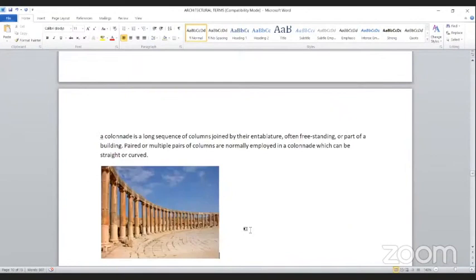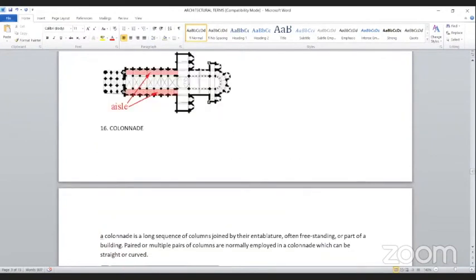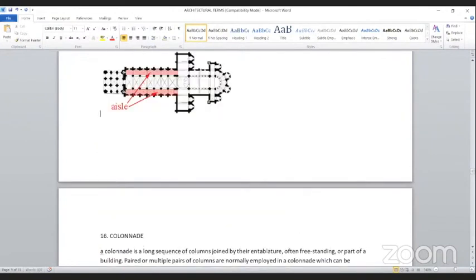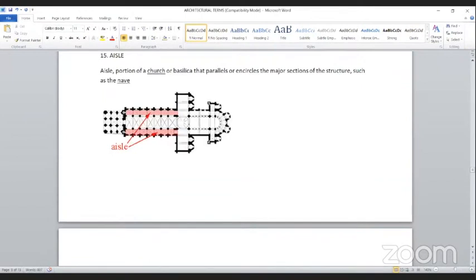Next, colonnade. Have we done this? What is a basilica? A basilica is a type of hall, mainly for the church only. It's a long hall, or a building with double colonnades and semicircular parts. We'll discuss that later because it's a lot of things.